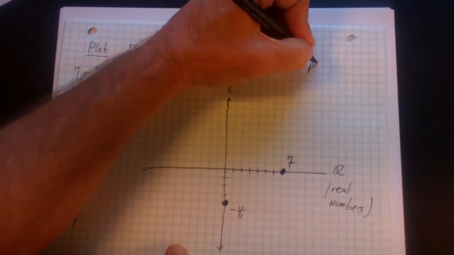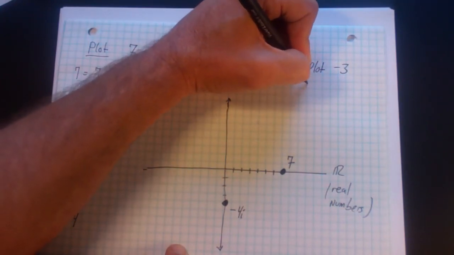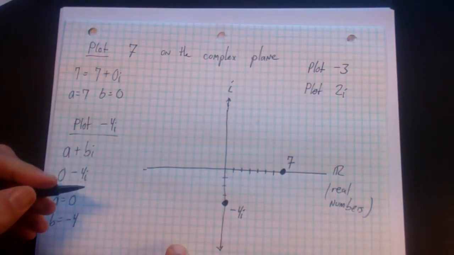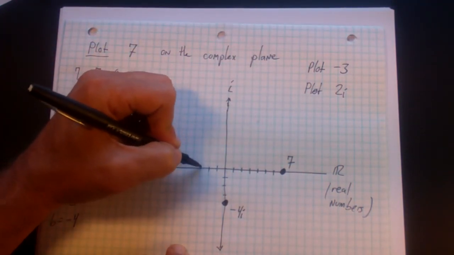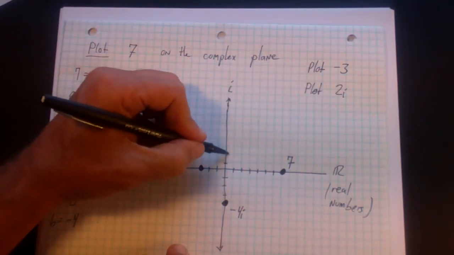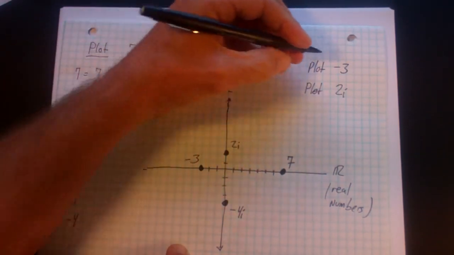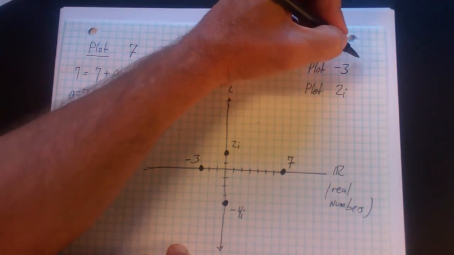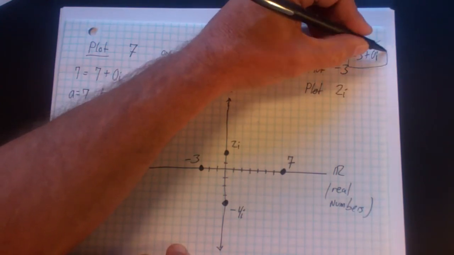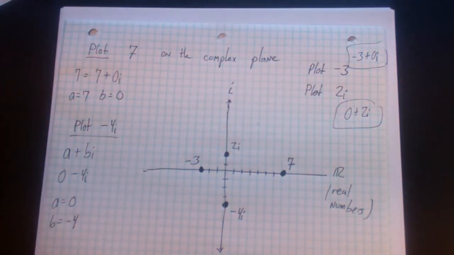Let's do two more quick examples. Let's plot minus 3 and let's plot 2i. Minus 3: 1, 2, 3, right? 2i: 1, 2. This is 2i. That's minus 3. The key is minus 3 can be written as minus 3 plus 0i, and 2i can be written as 0 plus 2i. And that's how you plot complex numbers.